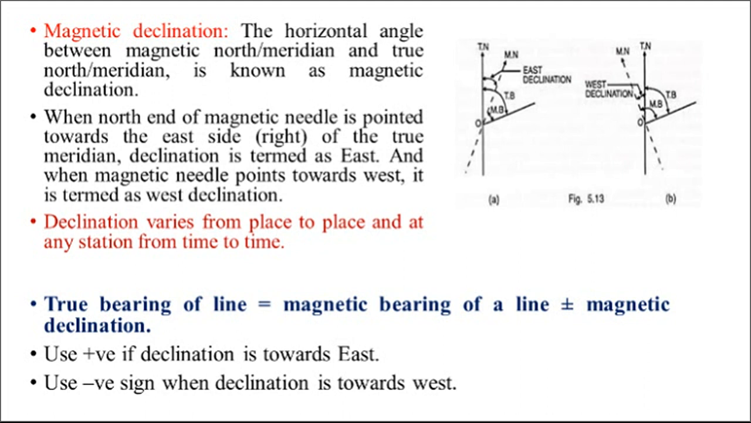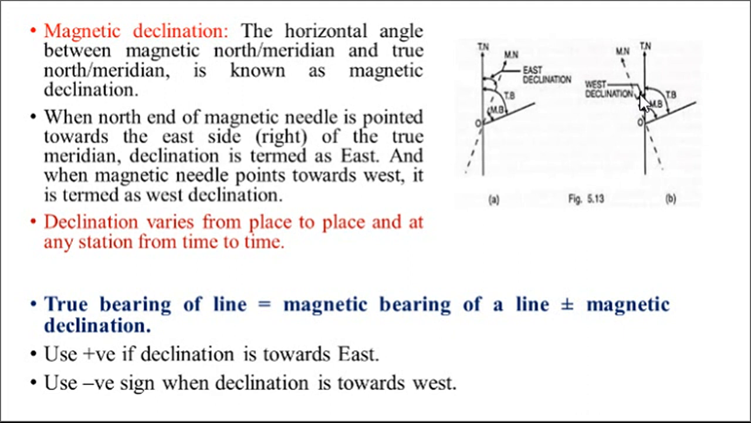Declination varies from place to place and at any station from time to time. Now in figures A and B, the declination for various positions of the magnetic meridian and the true meridian is shown. In the first figure, this is the true meridian and this is the magnetic meridian. So this is towards the east side, so this declination is called east declination. In the second figure, this is the true meridian and this is the magnetic meridian. So this declination is called west declination.